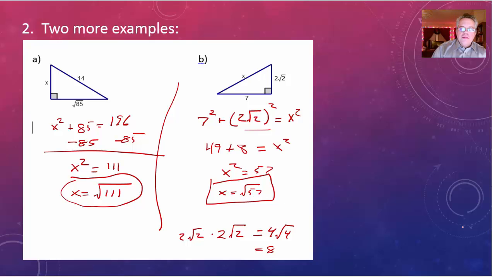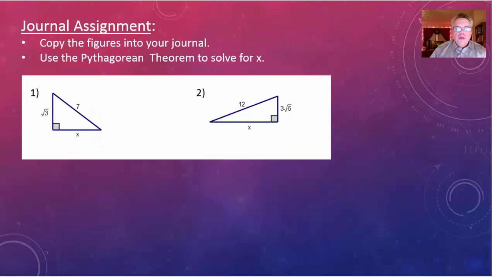Okay, we can do this. So really the key thing is multiplying an expression by itself and coming up with the right thing. Working it out on the side like I did. Here's your journal assignment. Please copy these two figures into your journal and use the Pythagorean theorem to solve for x.